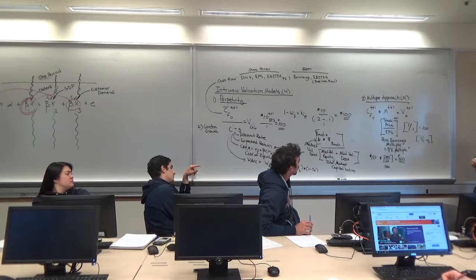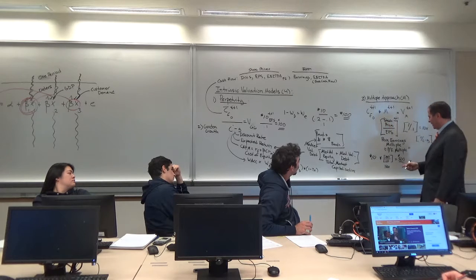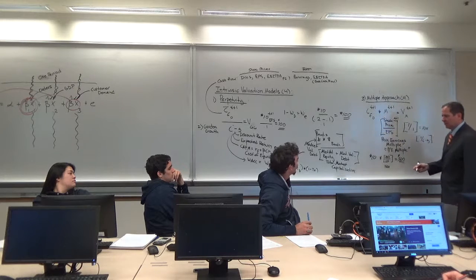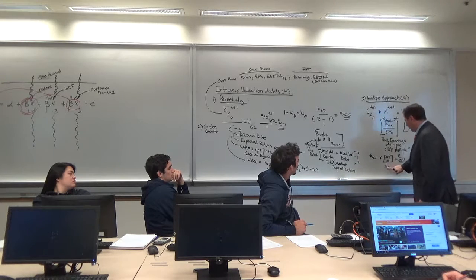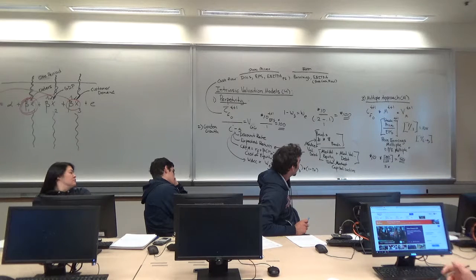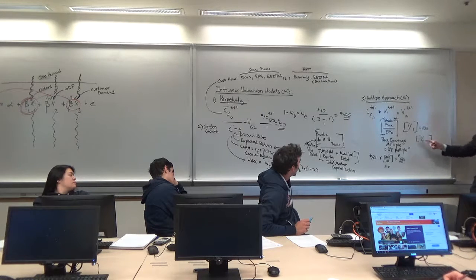Yeah, how'd you get 500 then? 50 times 10. Isn't it 5? Oh, yeah. Sorry about that. Thank you. So that's another way of calculating the multiples. You can use multiple approaches to using the multiples.